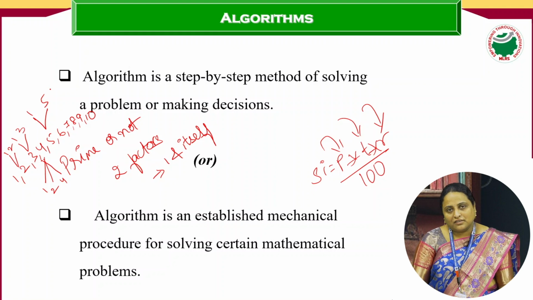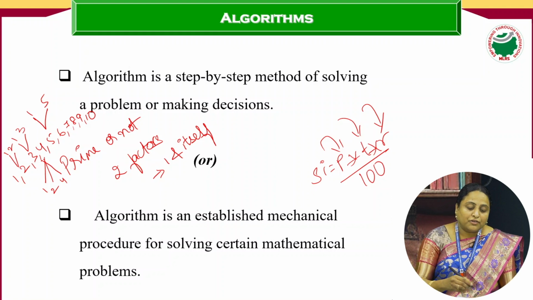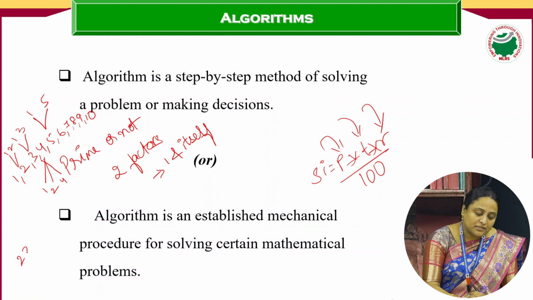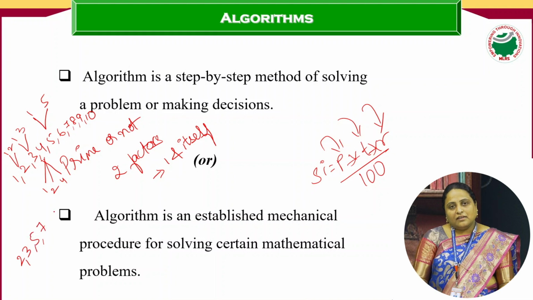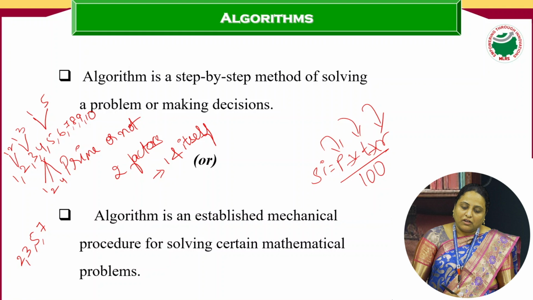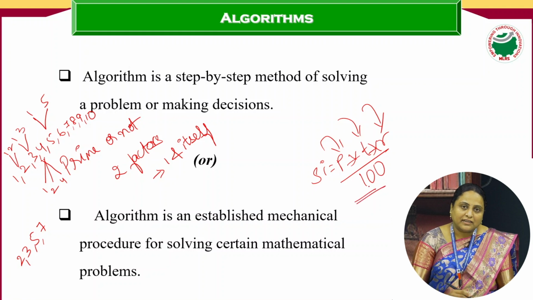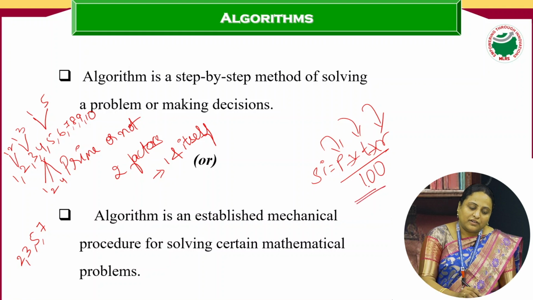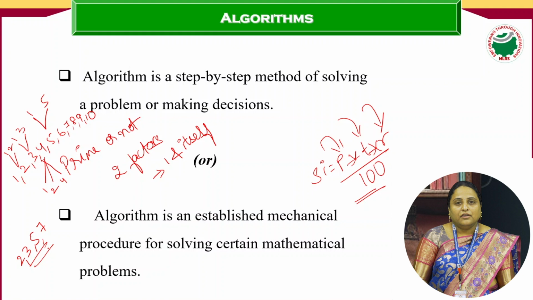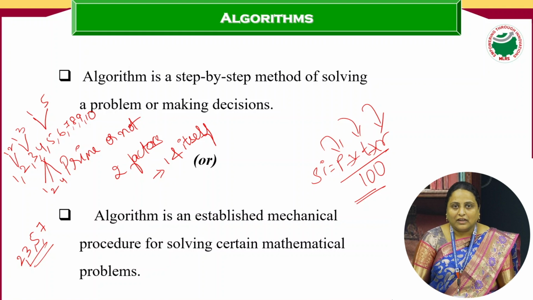Similarly, you will apply this for the other numbers also. Finally, you are going to decide that the prime numbers are 2, 3, 5 and 7. So here decision making is the most important thing. You are going to decide which is a prime number and which is not. So for solving these types of problems, like calculating simple interest, or for decision-making problems also, you can implement the concept of algorithms.